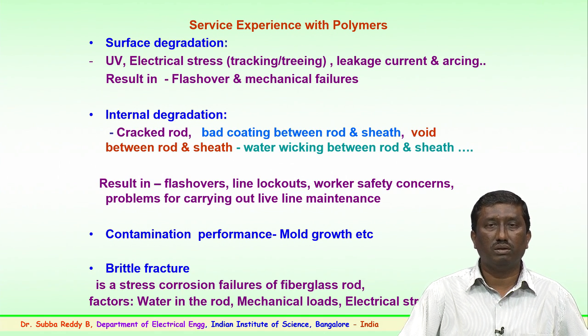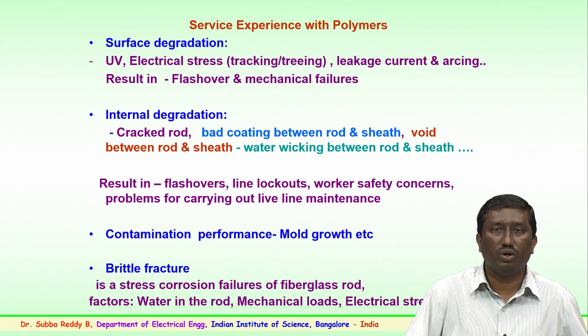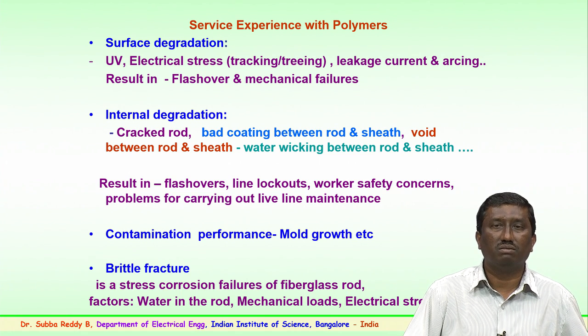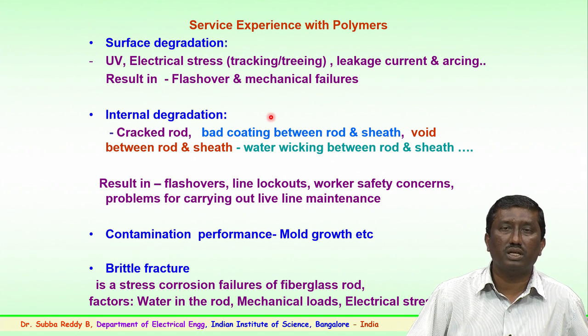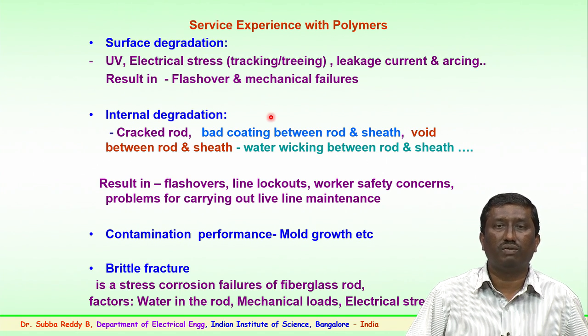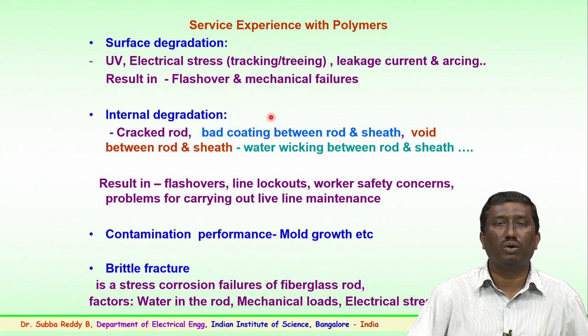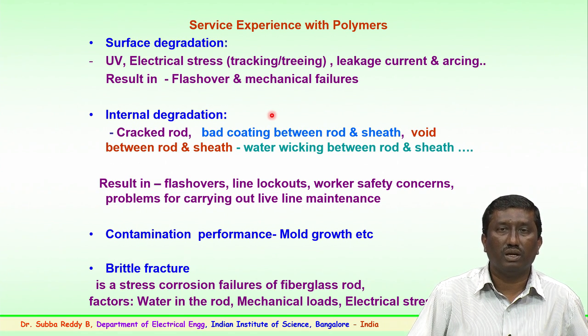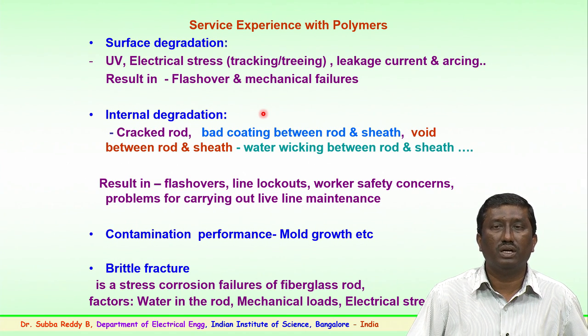So, we will look into the important aspects which a polymeric insulator or a non-ceramic insulator faces in the field. Surface degradation is the important aspect. The surface degradation may be caused by ultraviolet rays from the sun or from the corona of the hardware which we mentioned. Continuous electrical stress on the insulator over a period of time could cause tracking or treeing. Tracking or treeing is a slow failure of the insulator surface where the insulator could see leakage current flow and degradation of the material could happen.